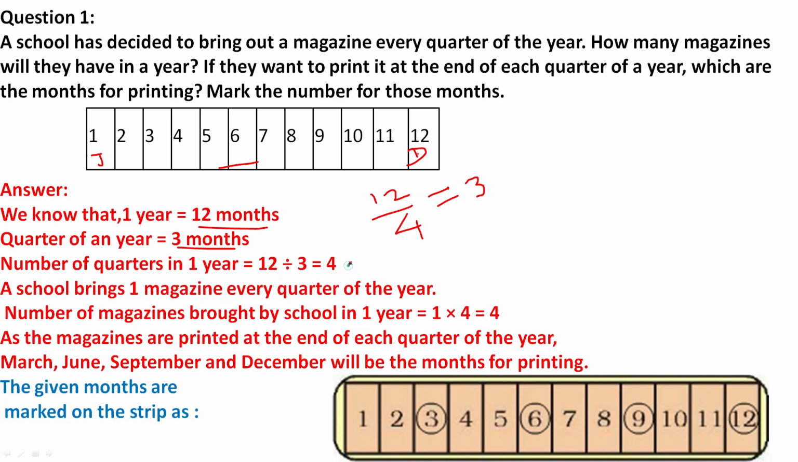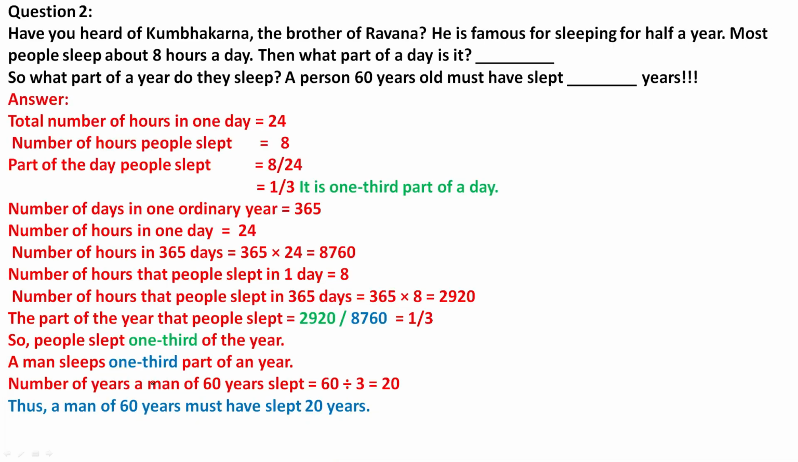In 1 year, how many quarters will there be? There will be 4 quarters. The school brings one magazine every quarter of the year. So the magazines brought by the school in 1 year: 1 into 4 is equal to 4 magazines. Magazines are printed at the end of each quarter: March, June, September and December. So the school will bring 4 magazines in a year.